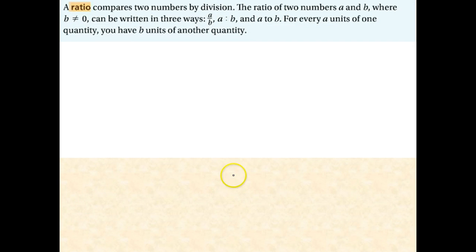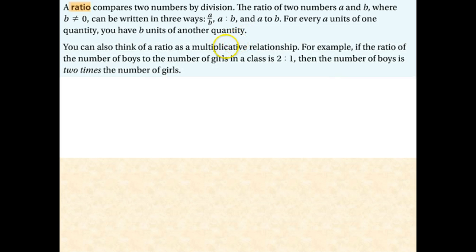Okay, so a ratio compares two numbers by division. As long as b is not 0, you can write a to b as a divided by b, or with a colon, a:b, or you can just write a to b. Basically, for every a units of one quantity, you have b units of another quantity. You can also think about it as multiplication. If the ratio of boys to girls in class is 2 to 1, then you have twice as many boys as girls, so 2 times the number of girls.